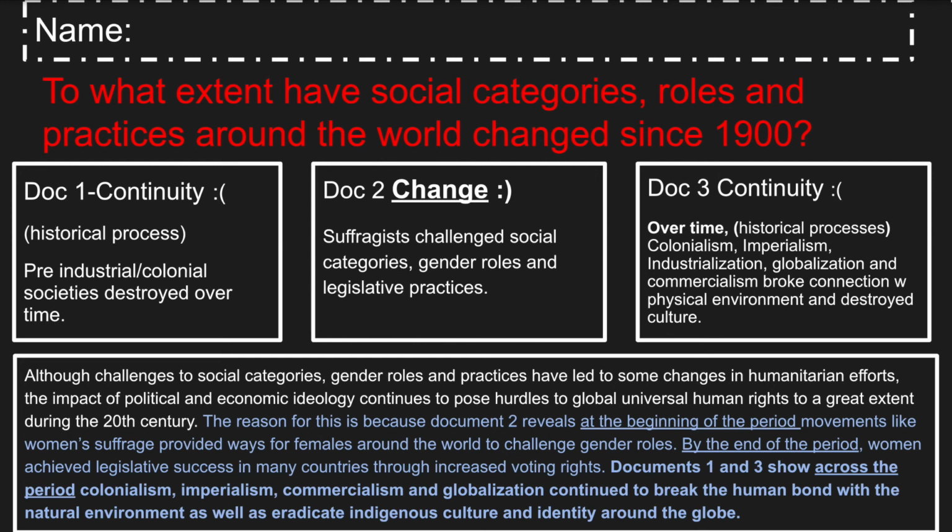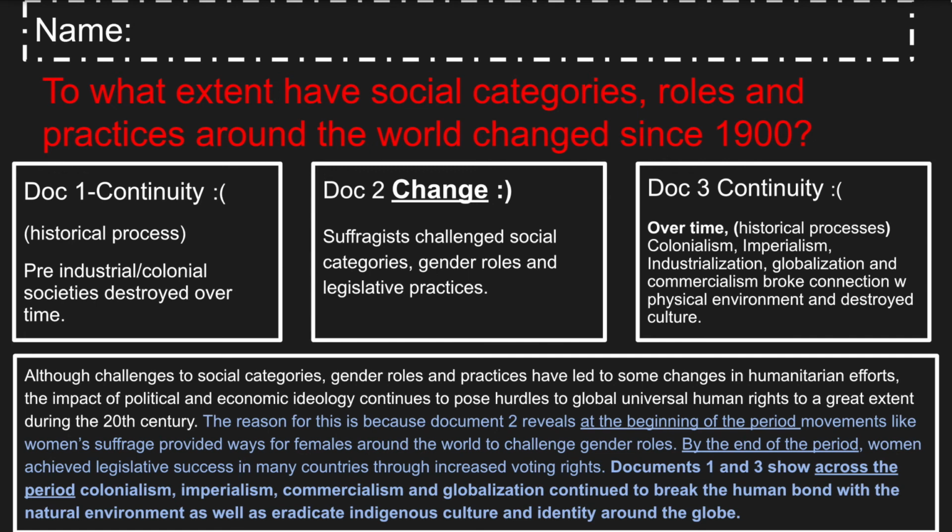To what extent have social categories, roles, and practices around the world changed since 1900? Let's take a look at an argument that would get the point. Although challenges to social categories, gender roles, and practices have led to some, to a lesser extent, changes in humanitarian efforts, the impact of political and economic ideology, colonialism, imperialism, industrialization, commercialism, capitalism, continues to pose hurdles to global universal human rights to a great extent during the 20th century. Why, you ask? Let's validate this.